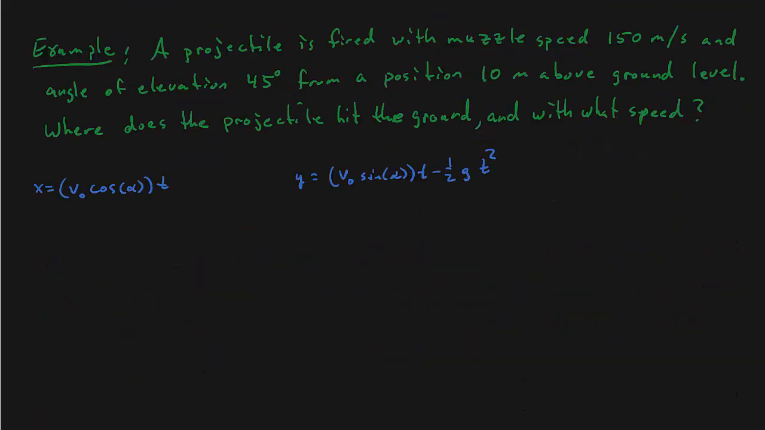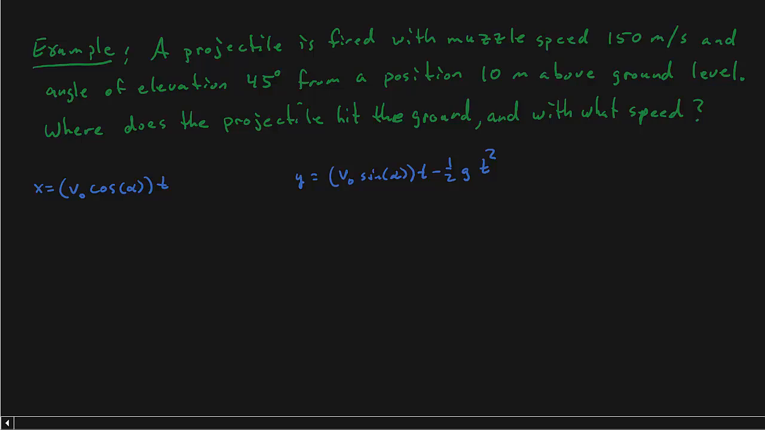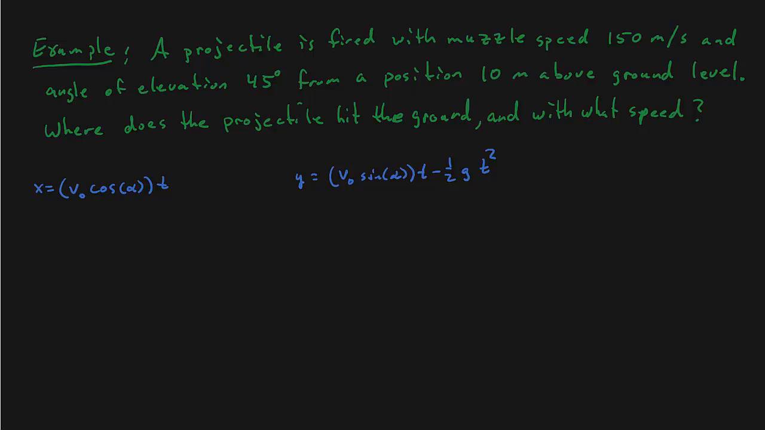All right, so let's do an example, and we're going to use this to work the example. Our example says a projectile is fired with muzzle speed 150 meters per second and angle of elevation 45 degrees from a position 10 meters above ground level. Where does the projectile hit the ground and with what speed? All right, so what do we have to do here? They want to know, where does it hit the ground?